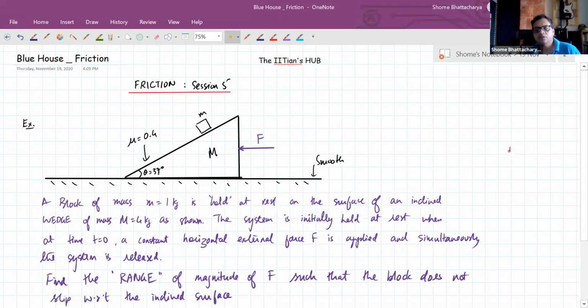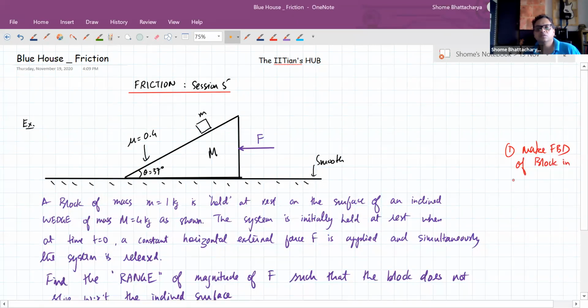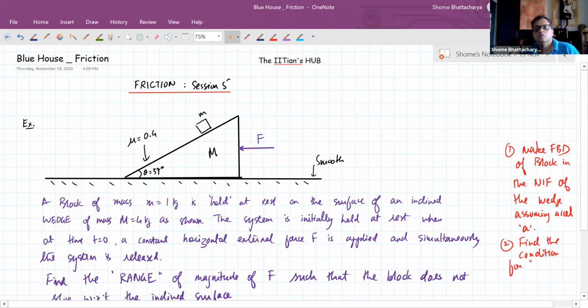So what you start with first of all is to make the FBD of the block in the non-inertial frame of the wedge, assuming some acceleration, say a, for the wedge. Now find the condition for the block to be in equilibrium in the non-inertial frame. Start with this and then we'll understand how to incorporate limiting friction into the case.